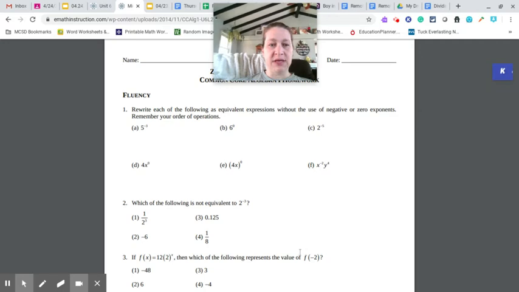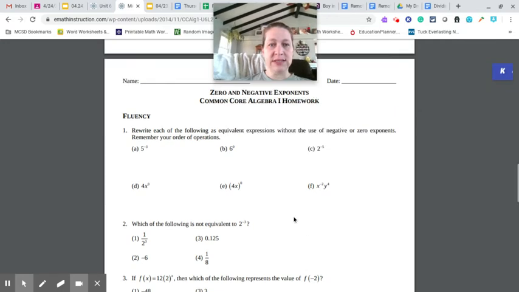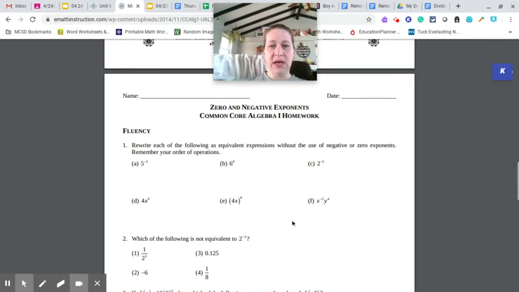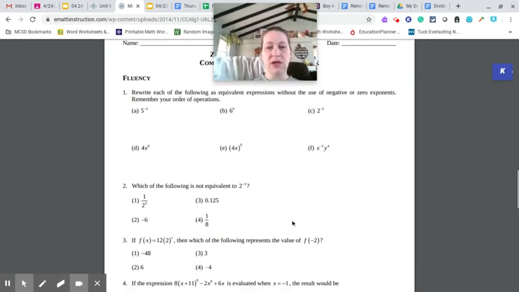Miss Cashin's assignment is to do questions 1 through 6. We're looking at zeros and negative exponents. I'm going to do some of the questions with you, and then you'll have the rest to do on your own. If you need any help, go ahead and message me. Okay?